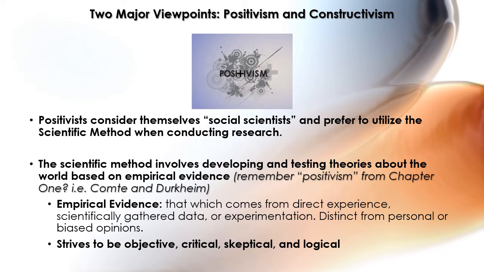So they felt by measuring social issues by way of empirical evidence that their findings would be more objective than someone who maybe just looks at a social problem and writes their opinion of it. So again, they're striving to be objective, critical, skeptical of anything that they can't see or measure, and logical.